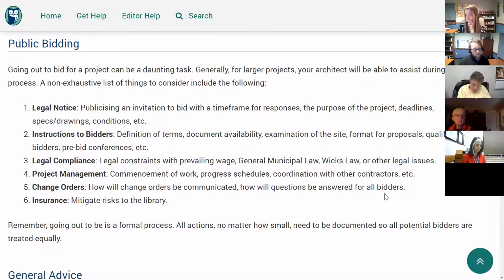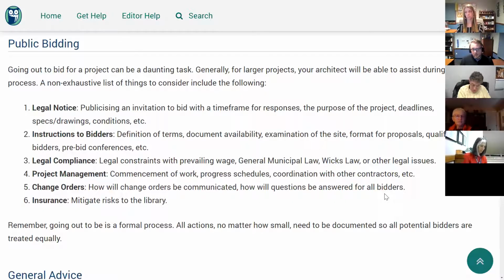The 6-item list here is some things that you're going to have to take into consideration when you're talking about any type of public bidding. So if you're going out for a large scale construction project and you need to get some requests for proposals, it could be an RFP, RFQ, there's all kinds of RF documentation, but you'll want to make sure that you have a legal notice. There's specifications in law for what you need to do in terms of the legal notice that goes out. So you have a time frame for responses, what your project's going to do, deadlines, all that stuff, specs and drawings if you have them. Instructions to bidders, so all the stuff that they need to know.